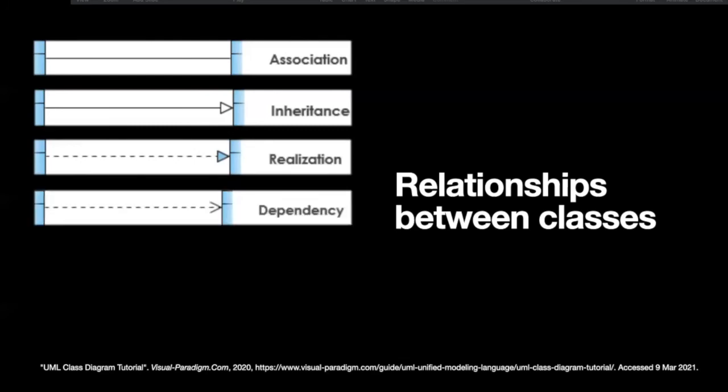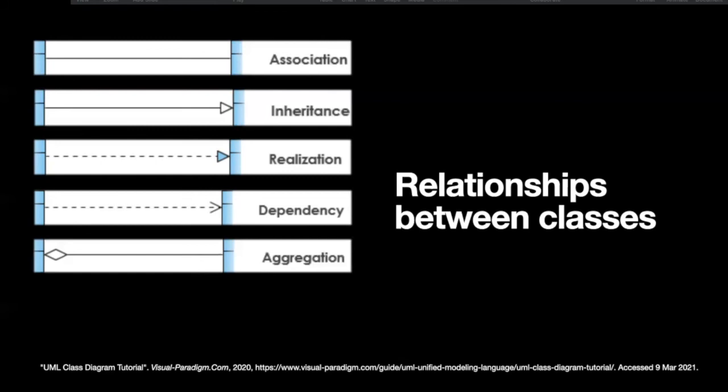Dependency. An object of one class might use an object of another class in the code of a method. It's a special type of association. It exists between two classes if changes to the definition of one may cause changes to the other. Also, class 1 depends on class 2.